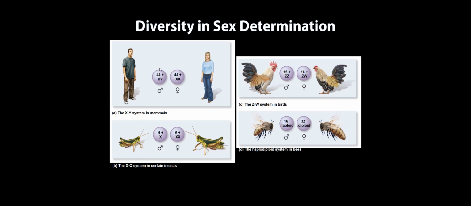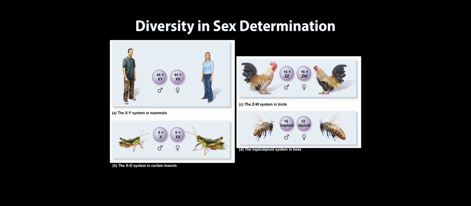The mammalian XY system isn't the only system in the animal kingdom that determines sex. For example, in birds, there's the ZW system, where you can see in chickens, the males have the double chromosome, ZZ, whereas the females have the ZW state.